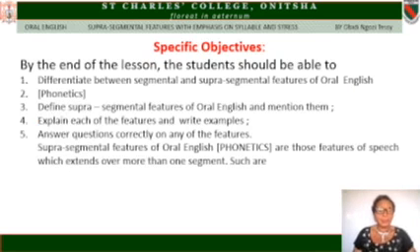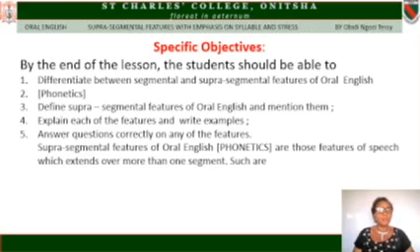Specific objectives. By the end of the lesson, the student should be able to differentiate between segmental and suprasegmental features of oral English, which we call phonetics. Second, define suprasegmental features of oral English and mention them. Third, explain each of the features and write examples. Fourth, answer questions correctly on any of the features.